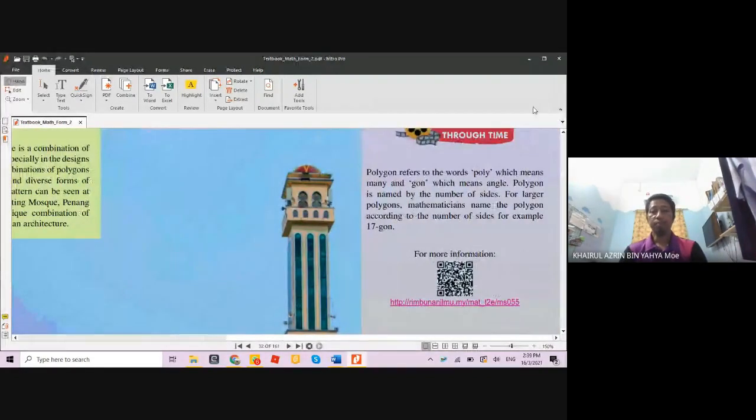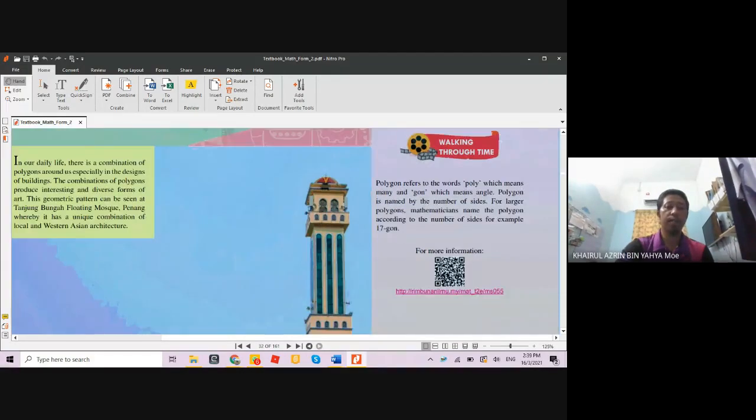And then, polygon refers to the words poly, which means many. Poly means many. And gon, which means angle. Polygon is named by the number of sides. For larger polygons, mathematicians name the polygon according to the number of sides. For example, 17 gon. There is an example. Okay, next.